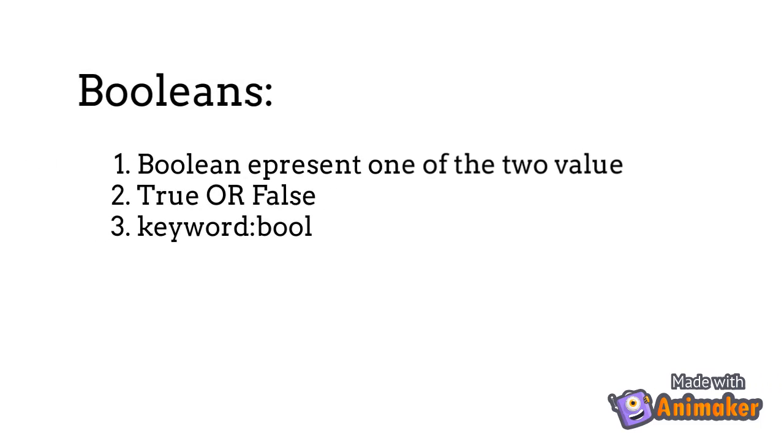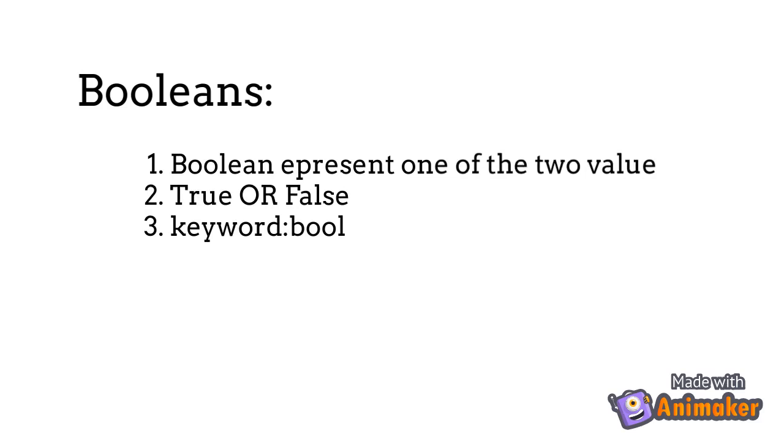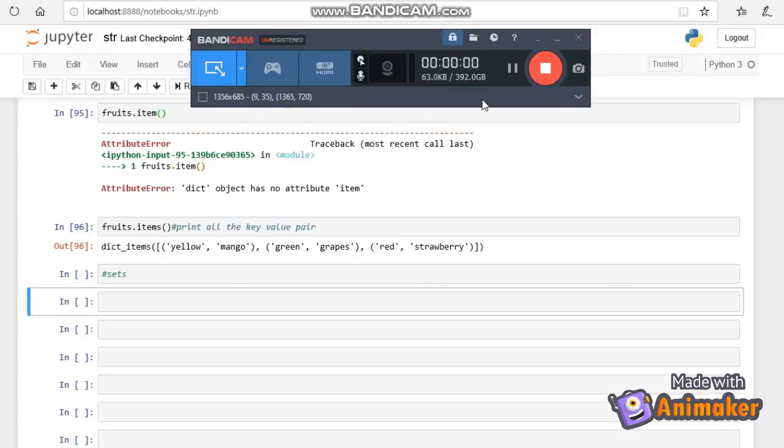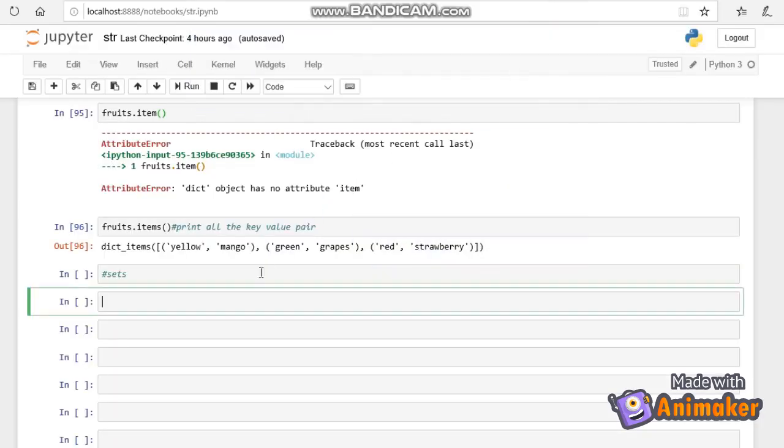Boolean is a data type. It contains either a true value or a false value. It represents one of two values only. The keyword bool is used in Python for booleans. Now let us learn more about booleans in Python. Now we'll see about sets.